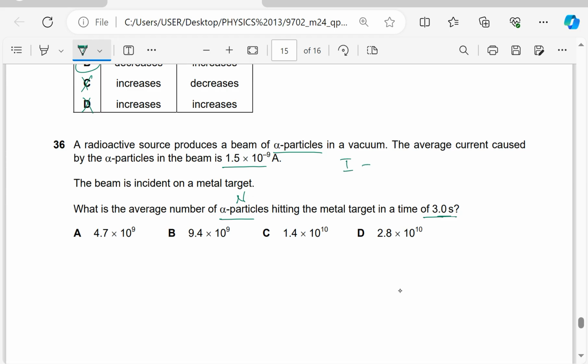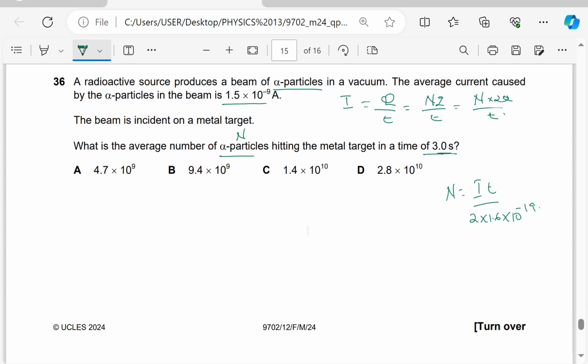So remember, current is equal to total charge over time. But the charge is going to be the number of charged particles times the charge of each particle, divided by T. An alpha particle is written as a helium nucleus, He-4-2, so the charge is 2e. So this is going to be N times 2e divided by T. So I want to find N. N is going to be current times time divided by 2 times 1.6 times 10 to the power of minus 19, that is the charge of each charge carrier, e.